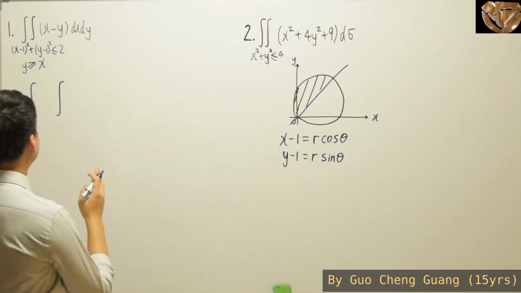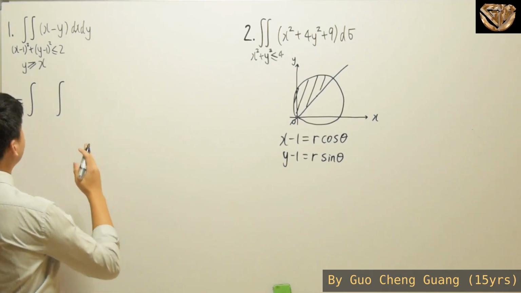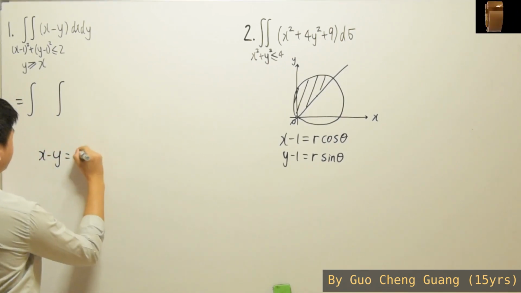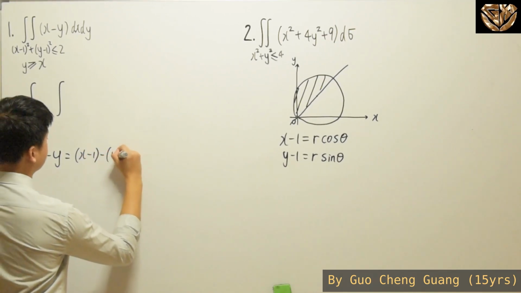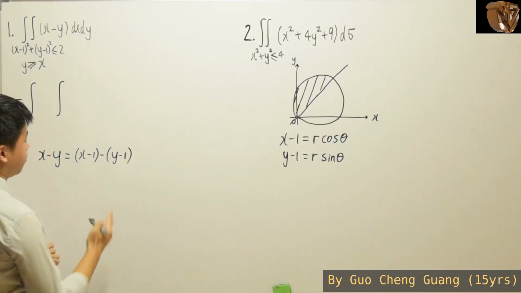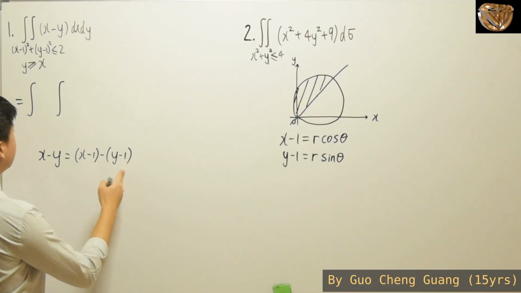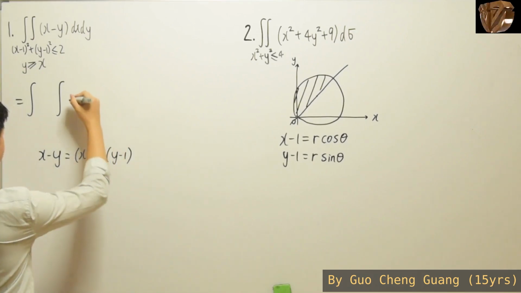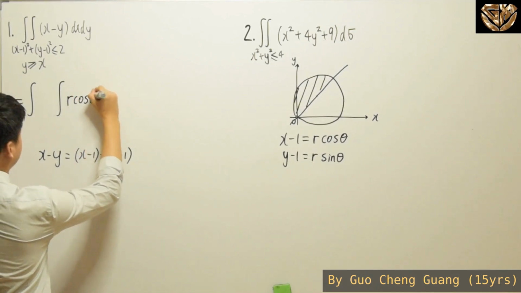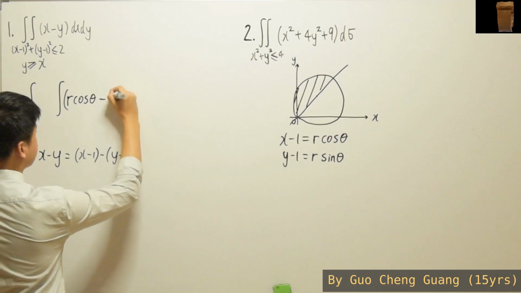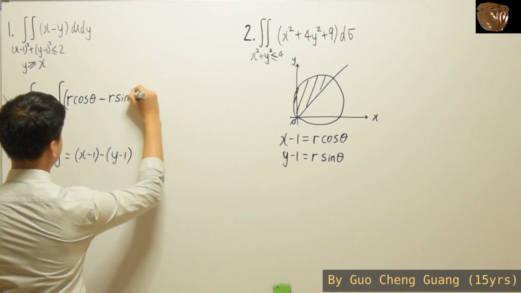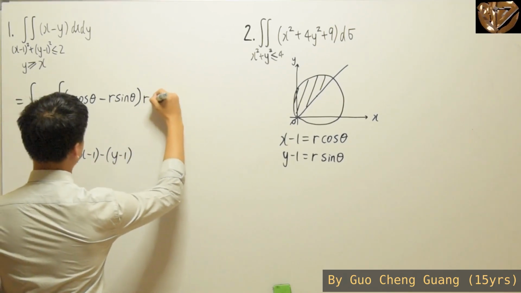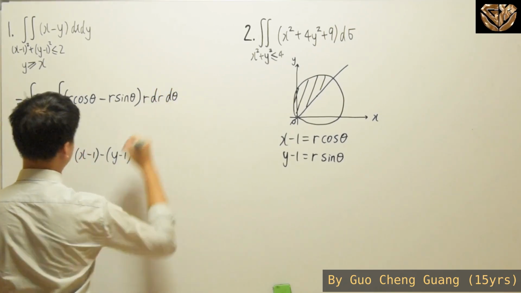Now, x minus y is basically x minus 1 minus (y minus 1). You just have to minus 1 and add a 1. So this will be the same as here, which means you can just use r cosine theta minus r sine theta, and dx dy becomes r dr d theta.